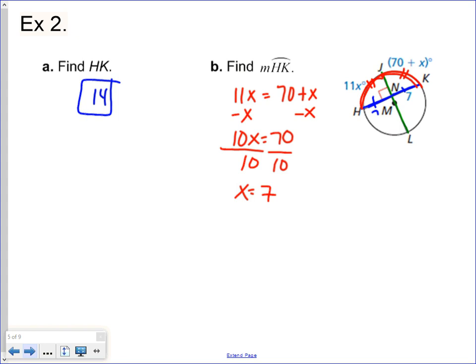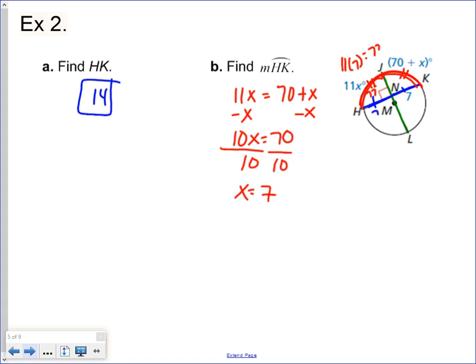Plug it in, somebody just said. Now, we're looking for the entire arc h to k. If I plug it in here, like 11 times 7, I get 77, which is good, but 77 is only from j to h. So what would I need to do to get h all the way to k?